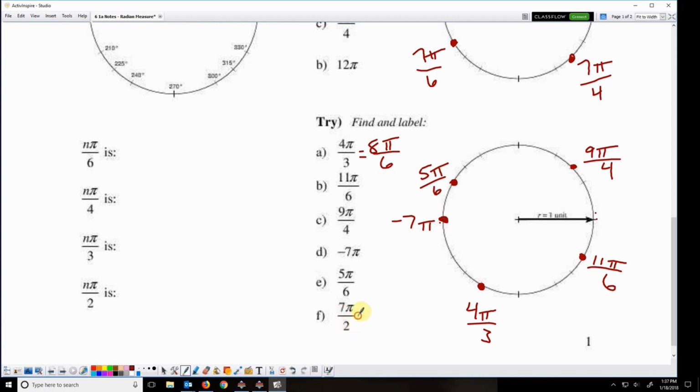And 7 pi over 2, that's the same as 14 pi over 4, so we need 14 fourths. If I go all the way around, that's 8 fourths. 9, 10, 11, 12, 13, and 14 fourths puts me right here, so that is 7 pi over 2.